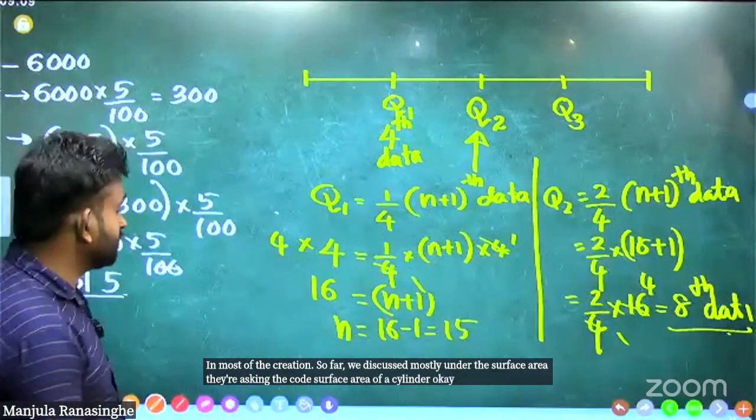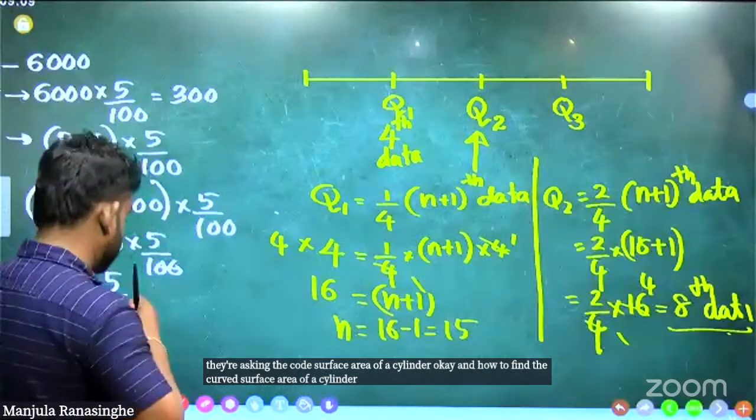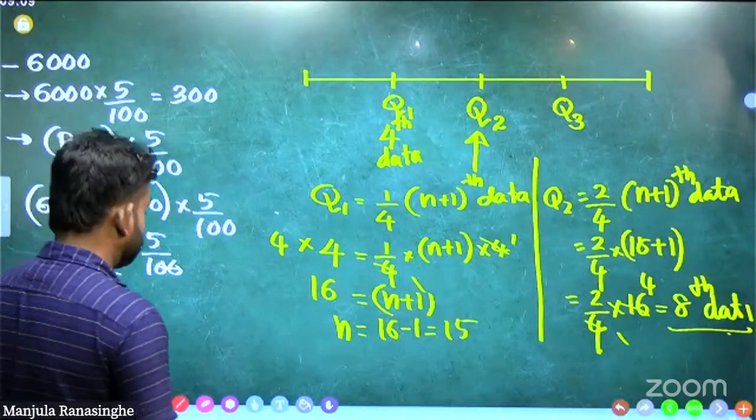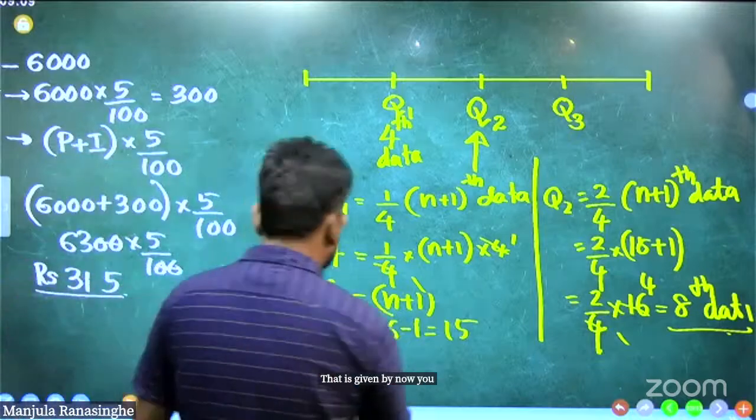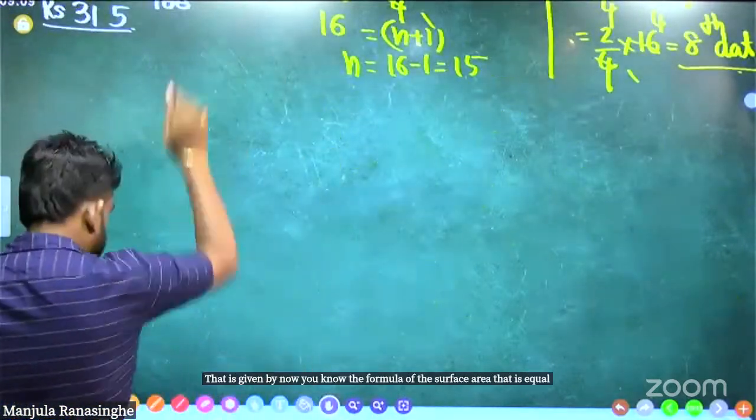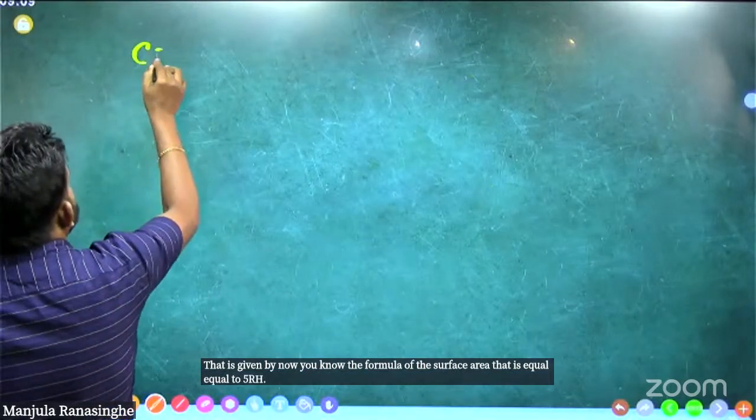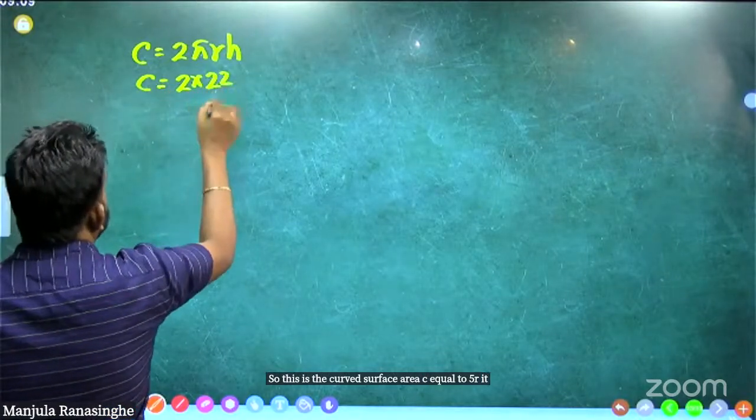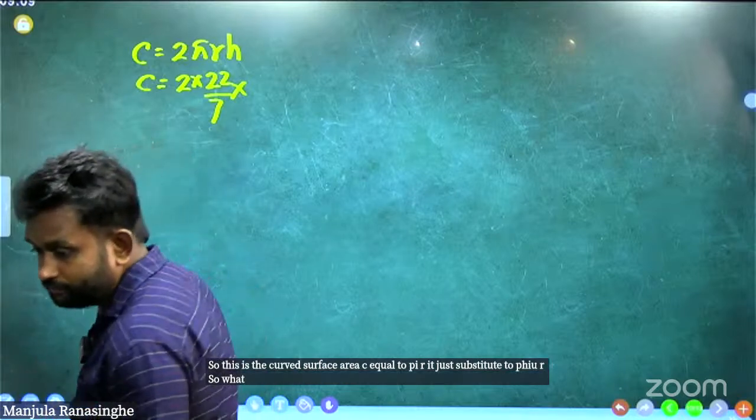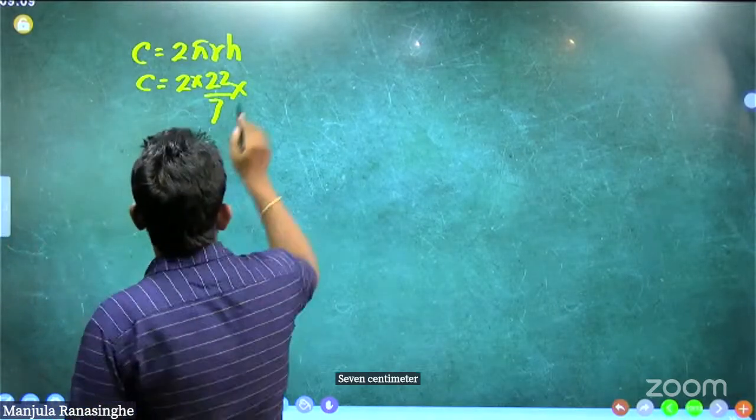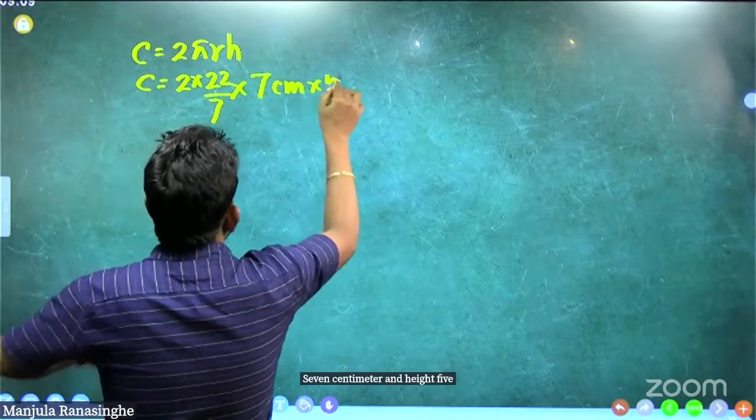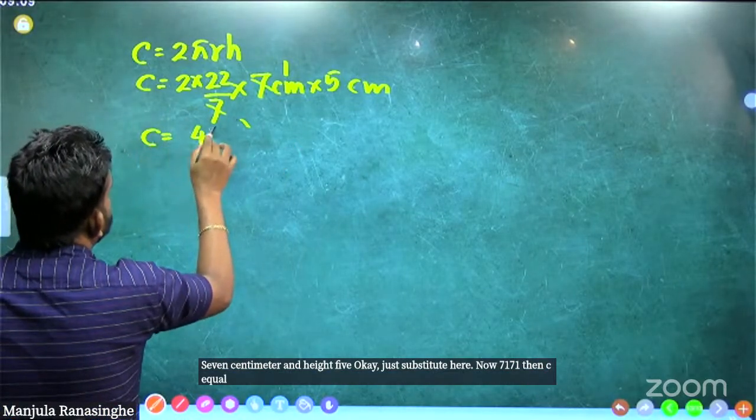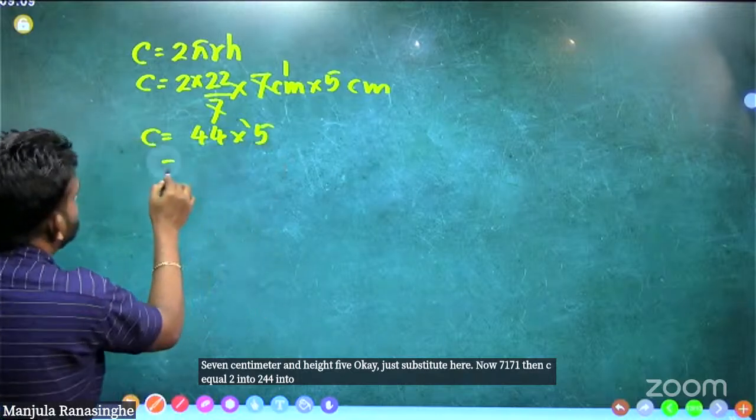Then how to find the curved surface area of a cylinder? Now you know the formula of the curved surface area, that is equal to 2πrh. So this is the curved surface area, C equal to 2πrh. Just substitute. What is the r given here? 7 centimeter and height 5. Okay, just substitute here. Then C equals 2 into 22/7 into 7 into 5, which is 220. Then check the answer.